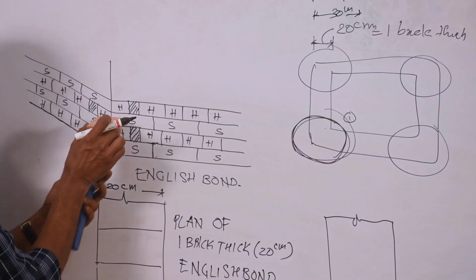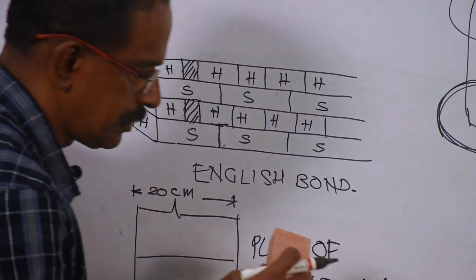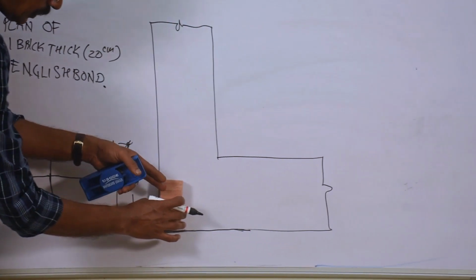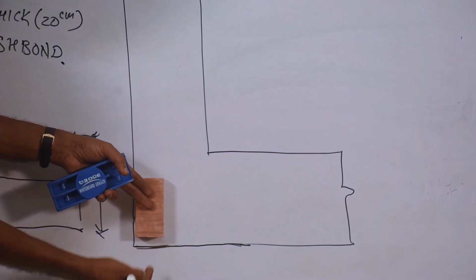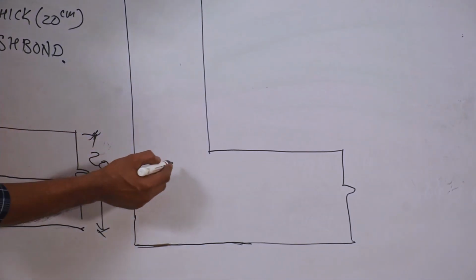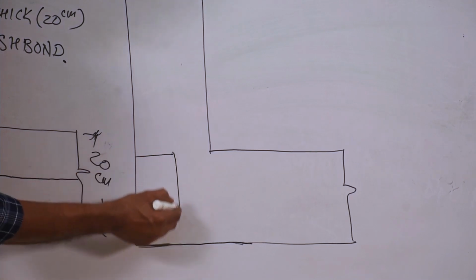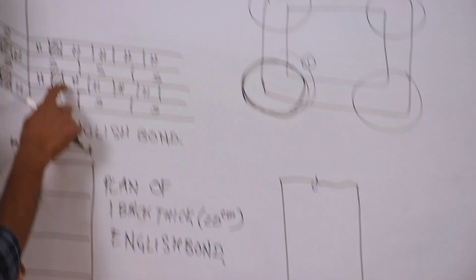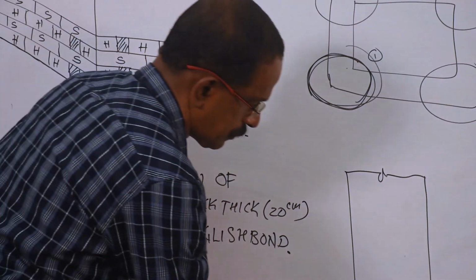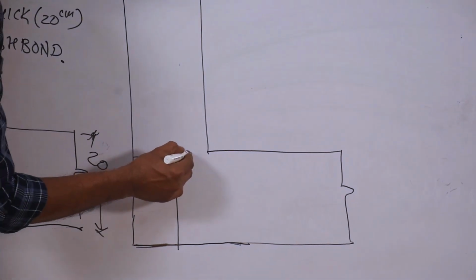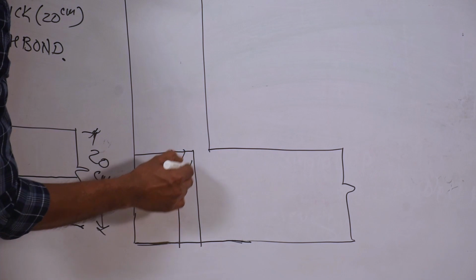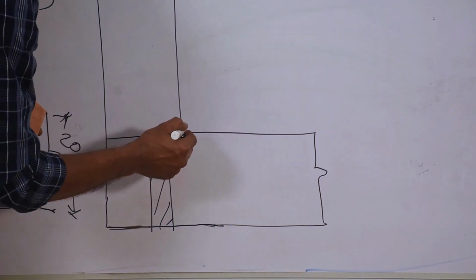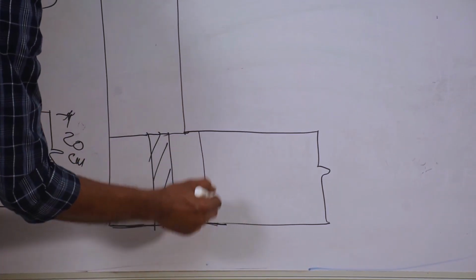Second layer, first brick, you can see the header. That means top view, bricks are arranged like this. Then only you can see the header in the top view. So the first brick, it is arranged like this. Second is queen closer, 5 centimeter width and 20 centimeter length. Hatch it. What is next? Header, next header, next header. So the bricks are arranged like this in this direction. So you have to draw to scale.